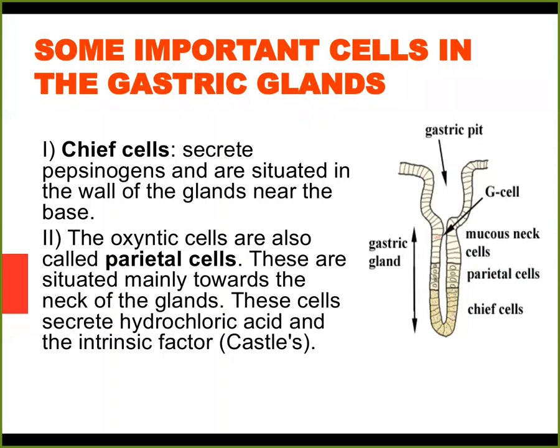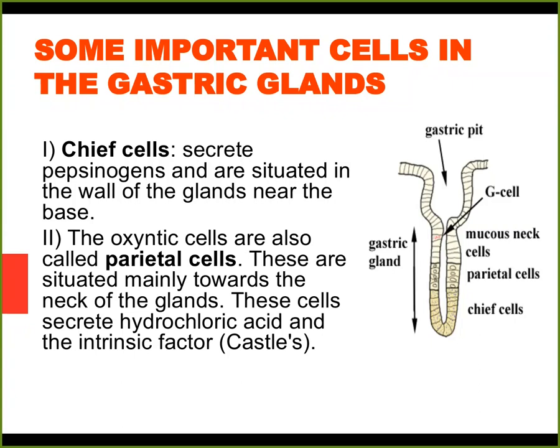Next, what you should know about the stomach and the glands in the stomach, and the components of these glands. You may find in this picture that every gland consists of several layers and several types of cells: chief cell, parietal cell, neck cell.